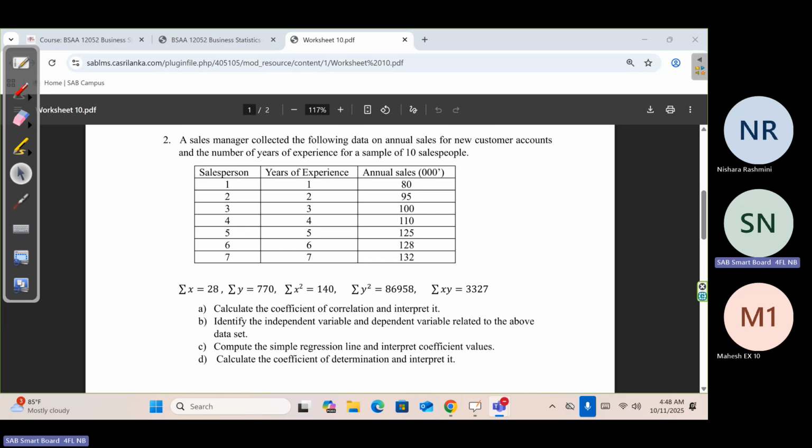Then tell me here what is the independent and what is the dependent. Part B asks what is the independent one, what is the dependent one. Here independent is years of experience. Dependent variable is annual sales revenue. Then construct the regression model.